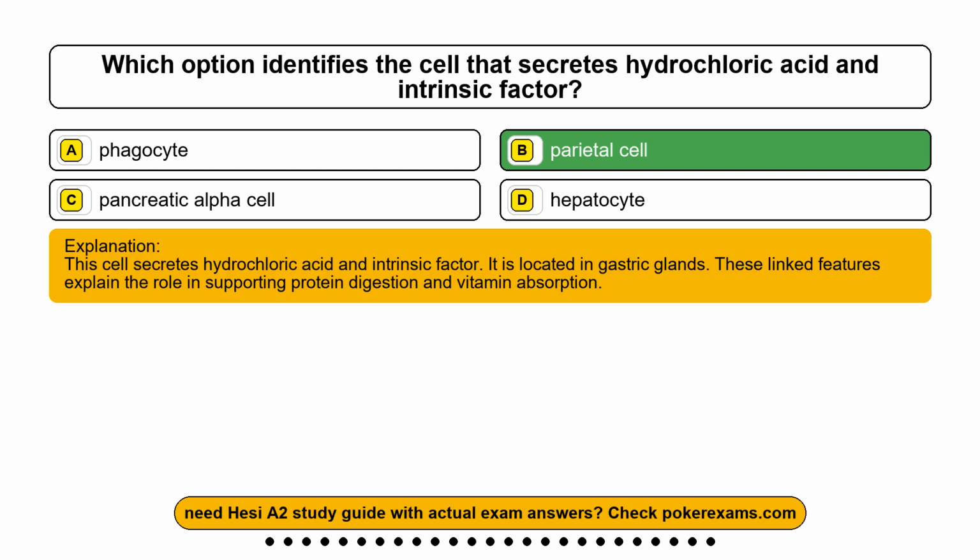This cell secretes hydrochloric acid and intrinsic factor. It is located in gastric glands. These linked features explain the role in supporting protein digestion and vitamin absorption.